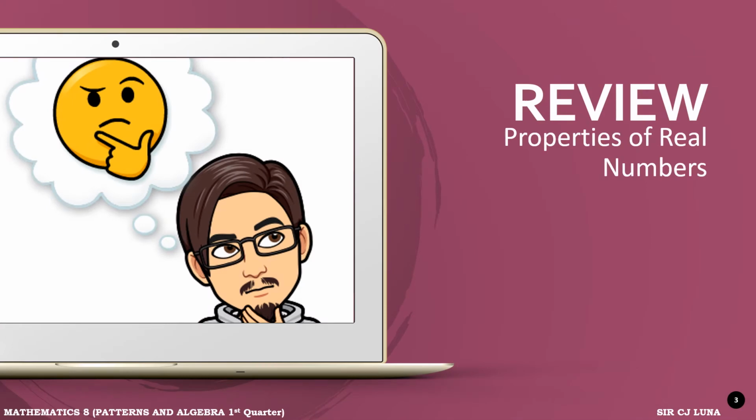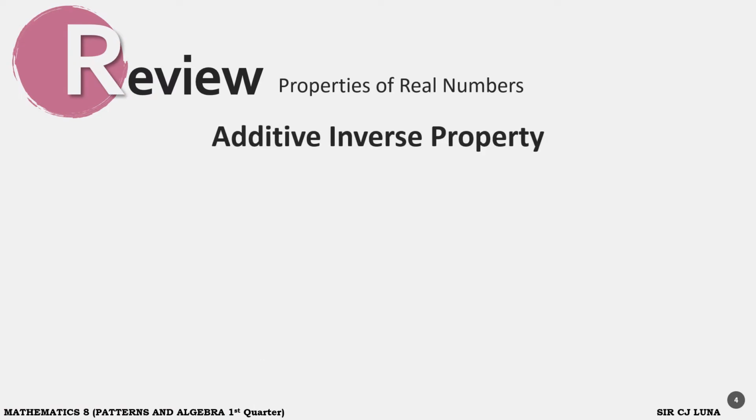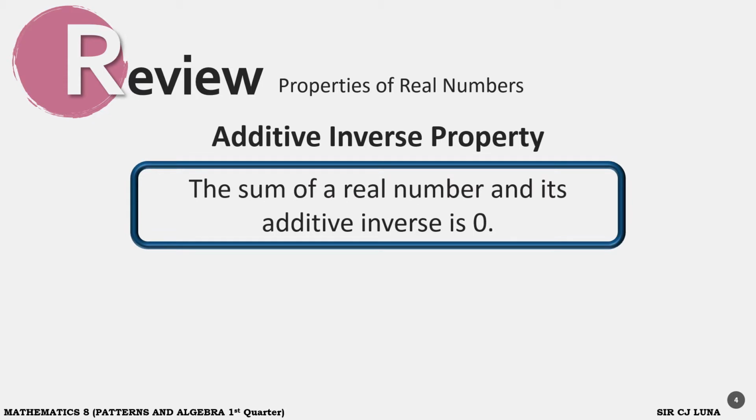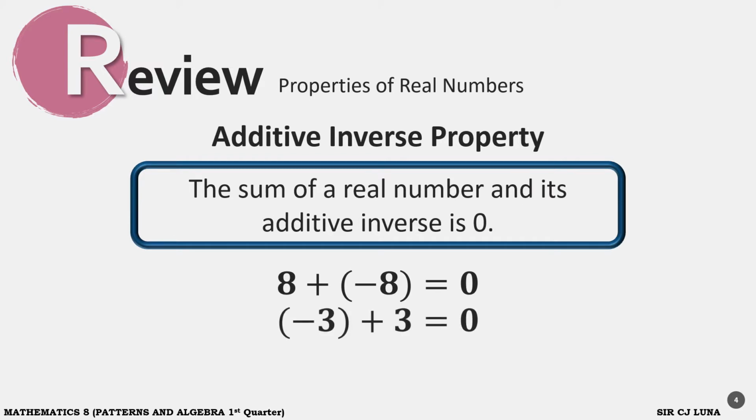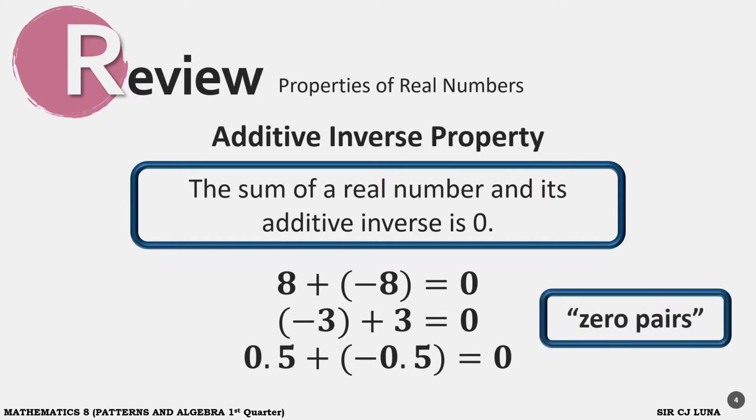Before we proceed to our discussion, let's have first a brief recall of the properties of real numbers. The first property is the additive inverse property. The sum of a real number and its additive inverse is equal to 0. 8 plus negative 8 equals 0. Negative 3 plus 3 is also 0. 0.5 plus negative 0.5 equals 0. So in here, we are making 0 pairs. Again, if you add a number and its opposite, the sum is always 0.